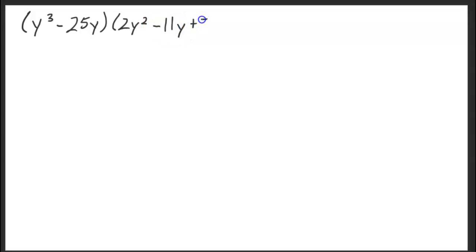Okay, so let's look at example 1, bottom of page 159, and let's just talk through that. We're given this problem, quantity y cubed minus 25y times the quantity 2y squared minus 11y plus 5 to the negative 1.